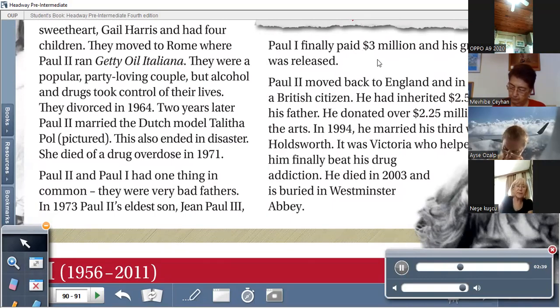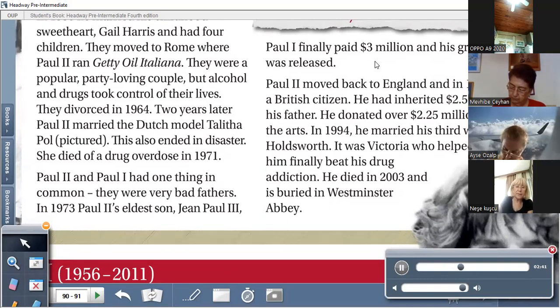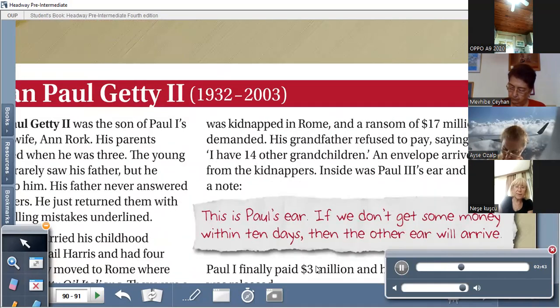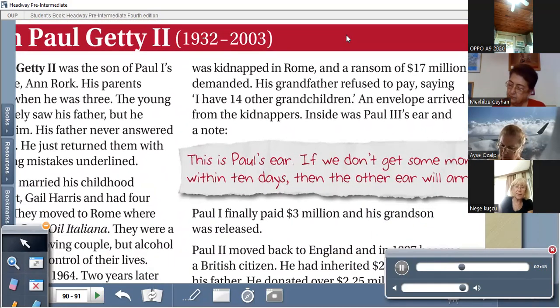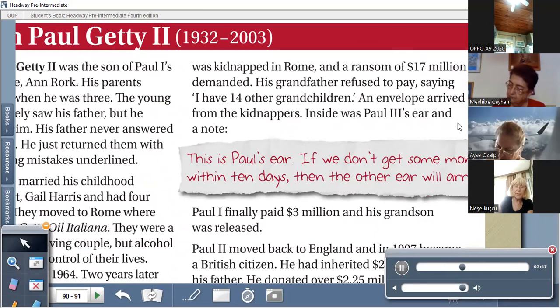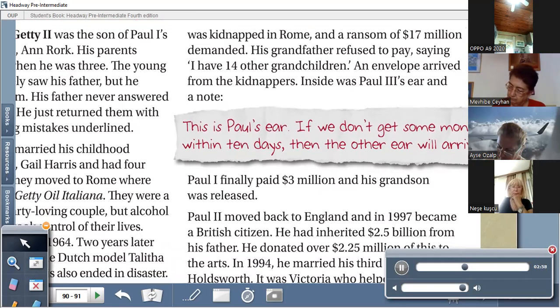In 1973, Paul II's eldest son, John Paul III, was kidnapped in Rome, and a ransom of $17 million demanded. His grandfather refused to pay, saying, "I have 14 other grandchildren." An envelope arrived from the kidnappers. Inside was Paul III's ear, and a note, "This is Paul's ear. If we don't get some money within 10 days, then the other ear will arrive."